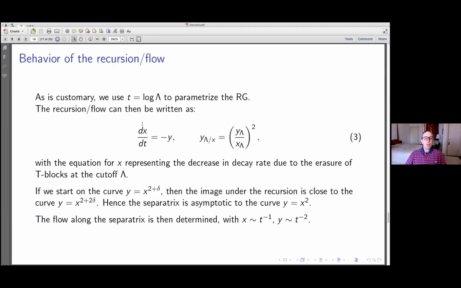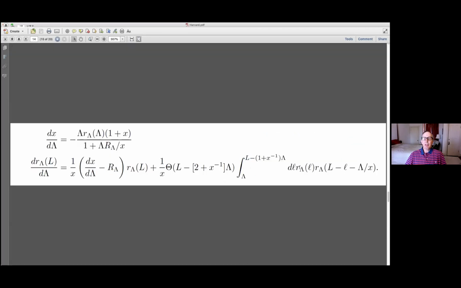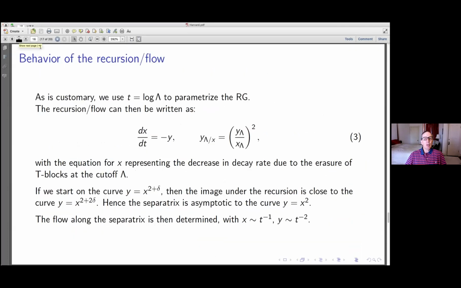So let me just summarize then. We're approximating. Oh, by the way, let me just go back to this once again. So this is r squared, right? So it might make sense that there's a squaring operation in the RG. So if we go to a flow, we typically use log lambda to parameterize the RG. And then we have really a combination recursion flow. dx dt is minus y, so the decay rate decreases according to y. And then we have this recursion relation, y lambda over x is y over x squared.